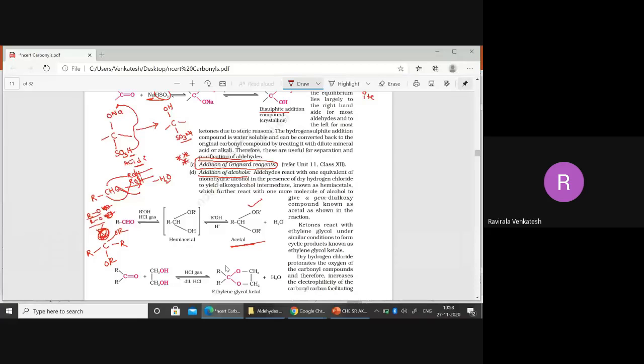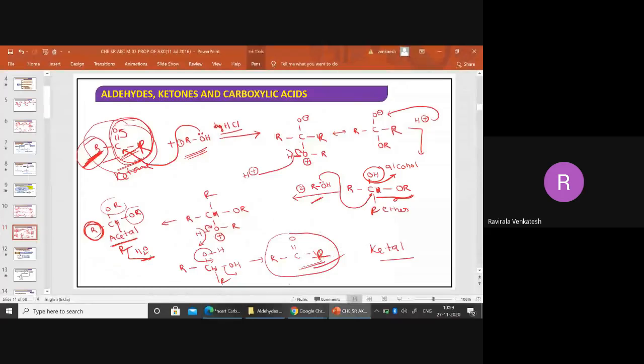And one more thing here, when you add the first mole of alcohol, you got alcohol there, and you got ether also there. When you add the first mole of alcohol, this is called what? Hemiacetal we can call it. If it is aldehyde, hemiacetal. If it is ketone, that is called hemiketal.